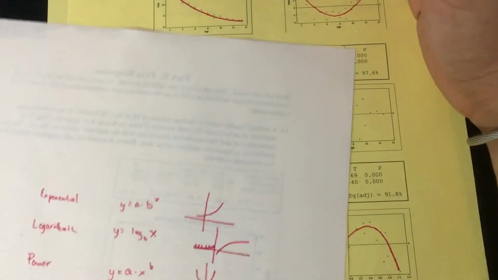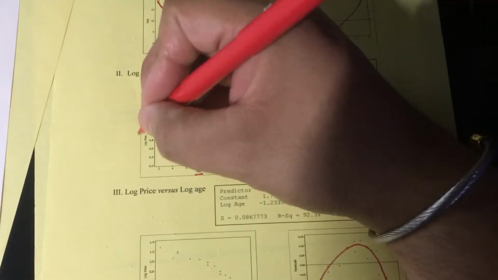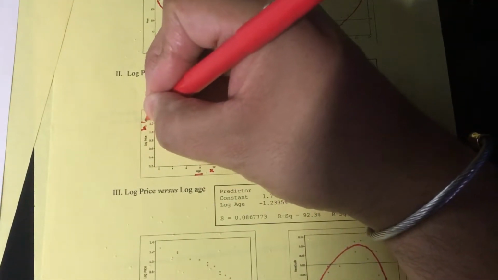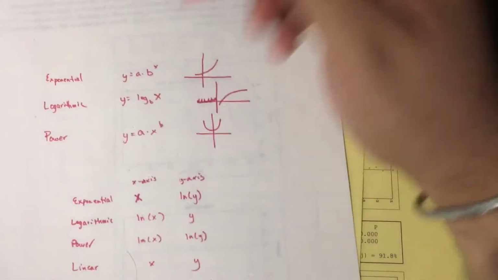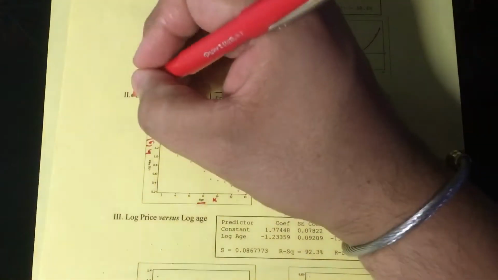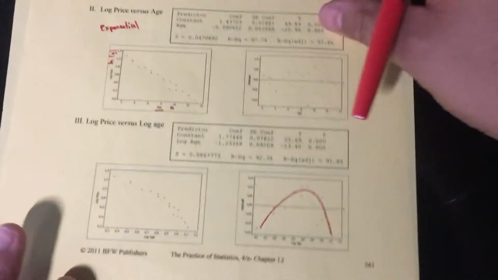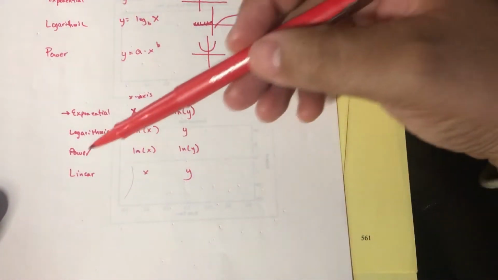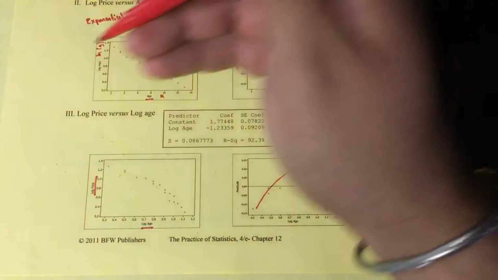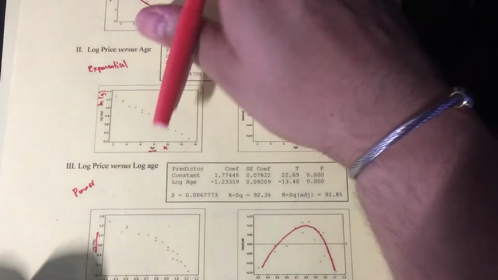So let's look at what we got here. Here I see that this is regular x and log y, so that tells me that this one is an exponential model. And this one here is log x and log y, so log in both of them. That's looking like this one right here, which means this is a power model. And they didn't give us one that looks like a log model.